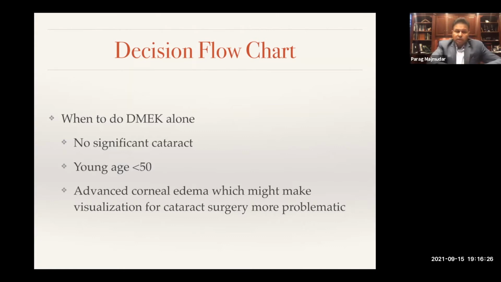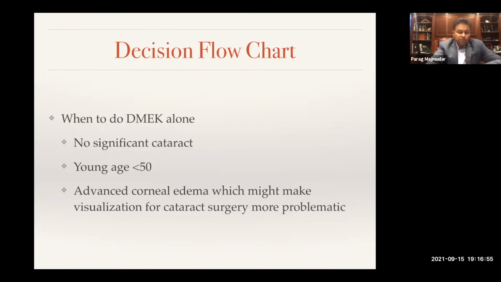Another reason to do DMEK alone is this happens from time to time as well. The patient may have advanced corneal edema. They have had longstanding Fuchs dystrophy. They haven't done anything about it. And for visualizing that cataract might be very, very difficult, at least safely getting the cataract out. So in that situation, you may want to counsel the patient that they might have to have the DMEK first and then do cataract surgery once you've got a much more clear view. And again, there is a little bit better refractive accuracy when you do it that way.